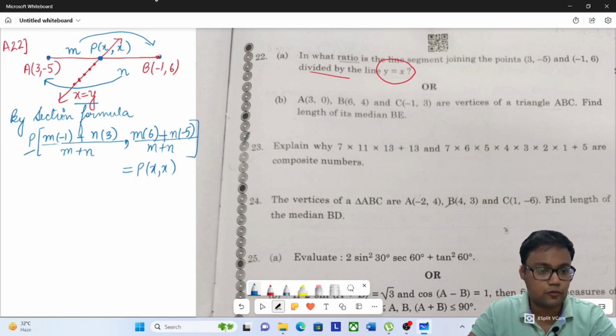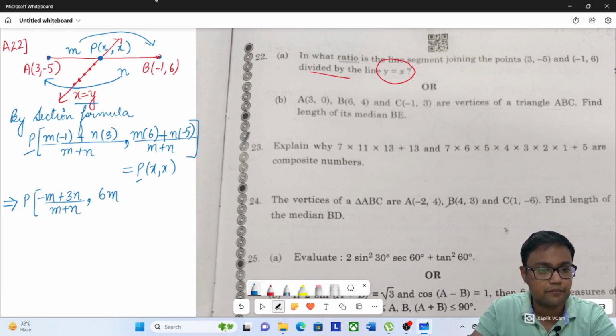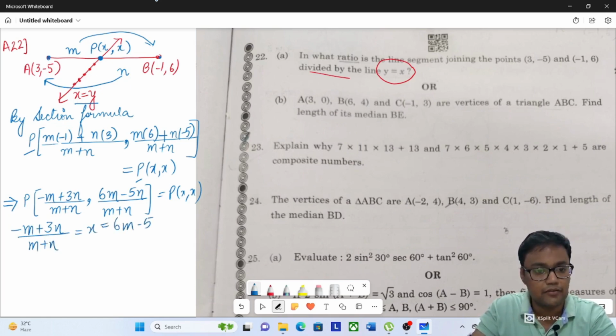Since the point is on both, both the ordered pairs will be equal. So I will write this further as minus m plus 3n upon m plus n, comma 6m minus 5n upon m plus n, and it will be equated to P x comma x. Both are x, that is I can write the abscissa of point P as minus m plus 3n upon m plus n equal to x, and x equals 6m minus 5n upon m plus n.